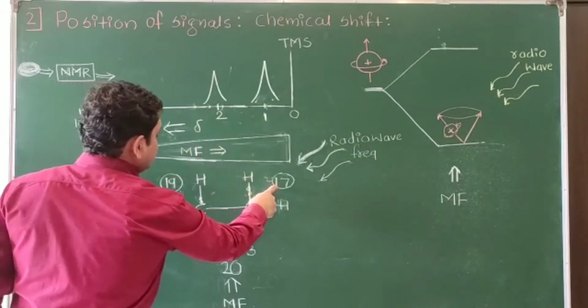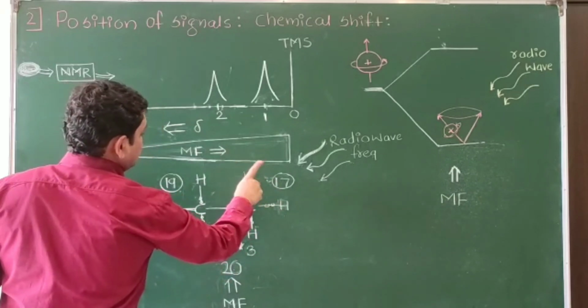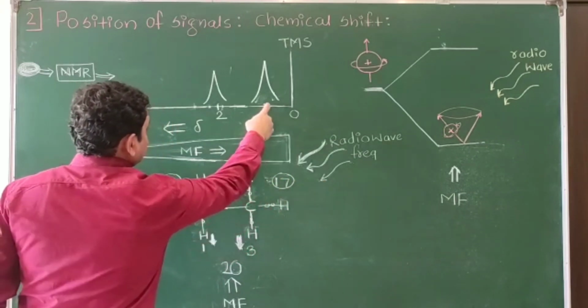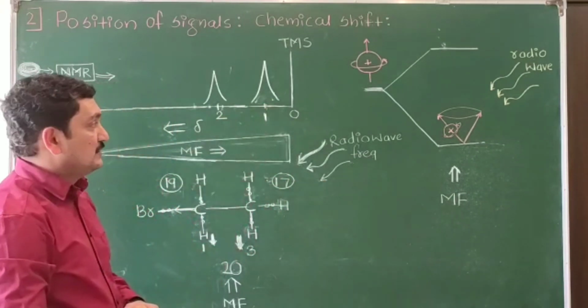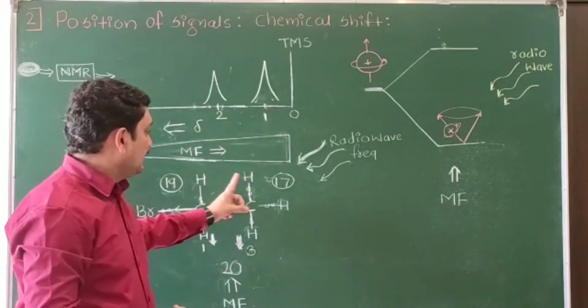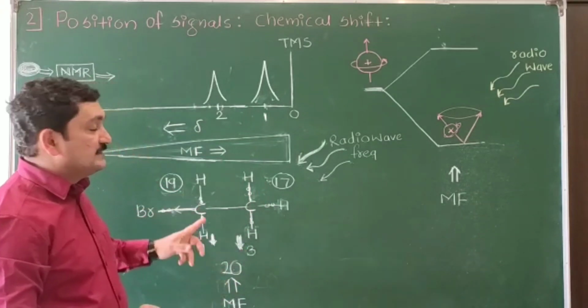Compared to this one, these hydrogens are getting less magnetic field, so they will have less precessional frequency. So low frequency radiation they will absorb and they will give the signal at lesser del value. So we are getting the signal at different del value because they are absorbing different radio frequency radiation, because they are getting different magnetic field.